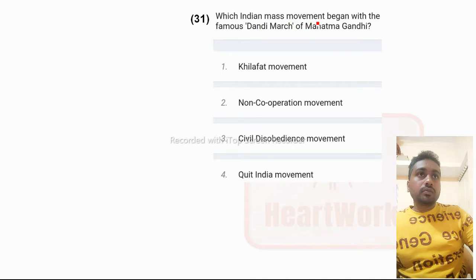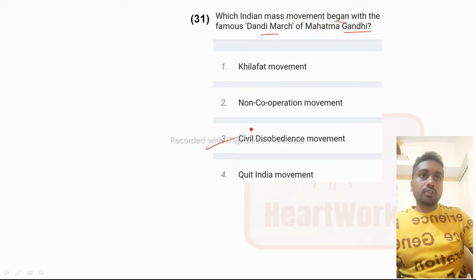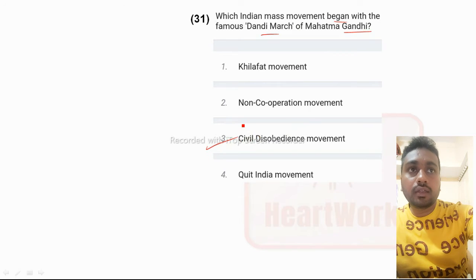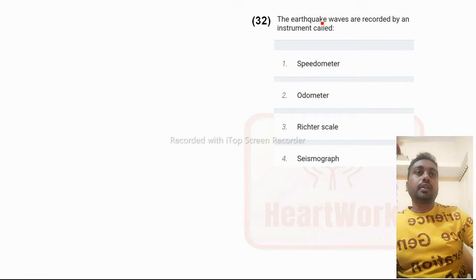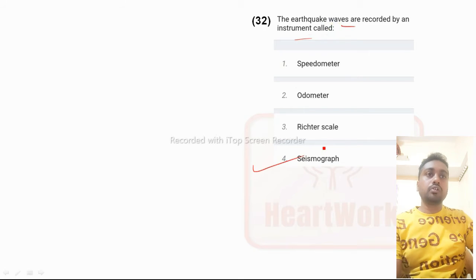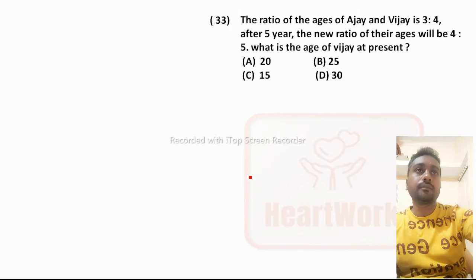Which Indian mass movement began with the famous Dandi March of Mahatma Gandhi? So it is the Civil Disobedience Movement. Option C is the right answer. The earthquake waves are recorded by an instrument called, so that instrument is the seismograph. Option D.